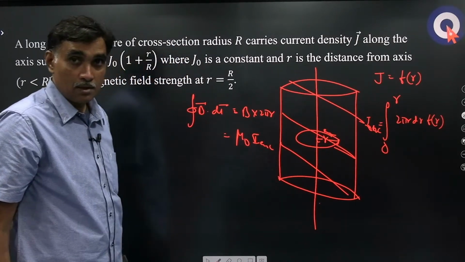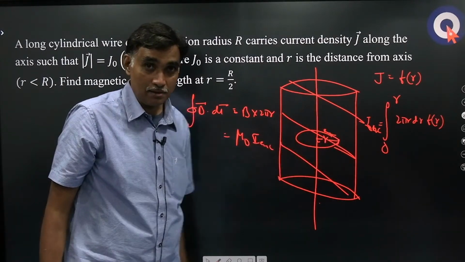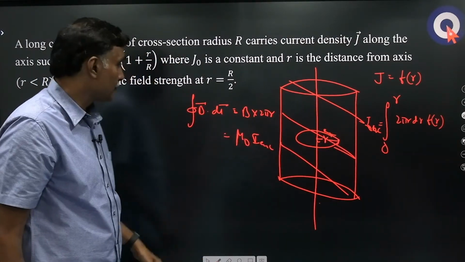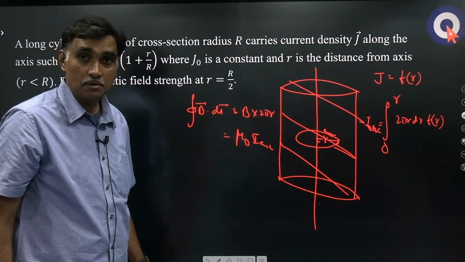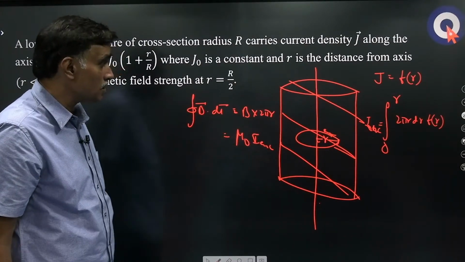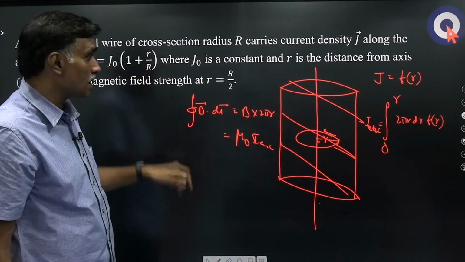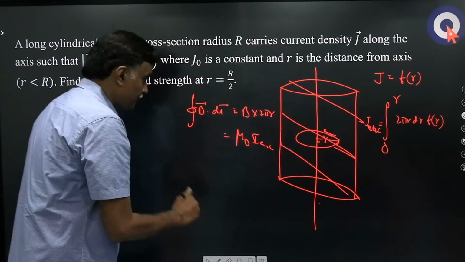Relative permeability is 1 we will take in such cases, unless they mention something. Otherwise you will get mu naught into mu r. So, B into 2 pi r equals mu naught into current enclosed. In this case, what they have given, current density as a function of r, is J naught into 1 plus small r by capital R. If I substitute that, then what do you get?